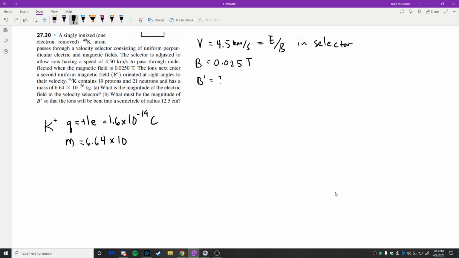You think it means per atom is 17 electrons? No, there'd be 18 electrons, right? There'd be 18 electrons. Anyway, 6.64 times 10 to the negative 26 kilograms.